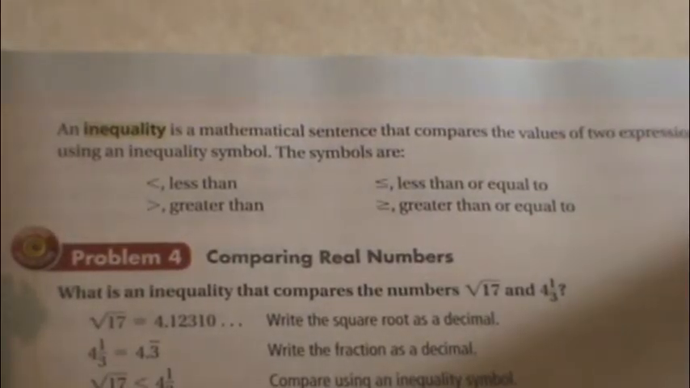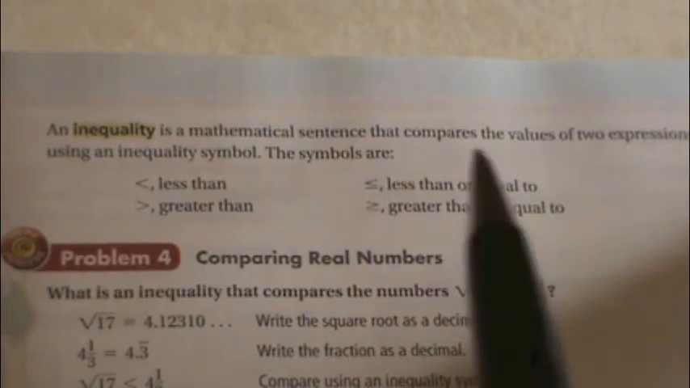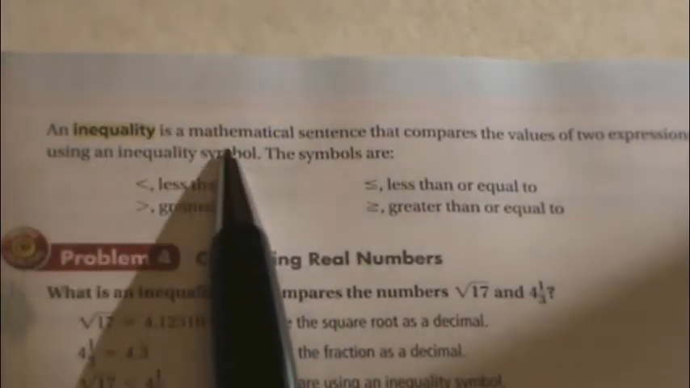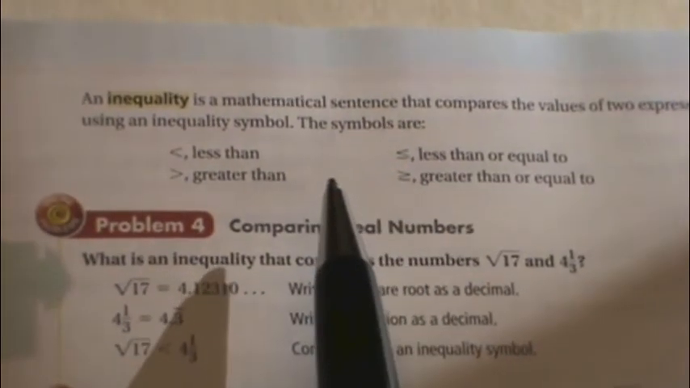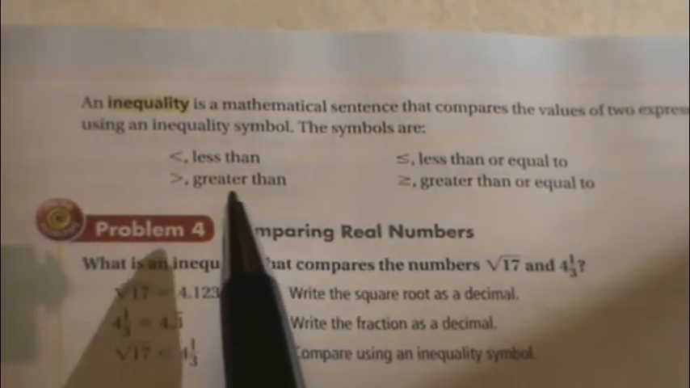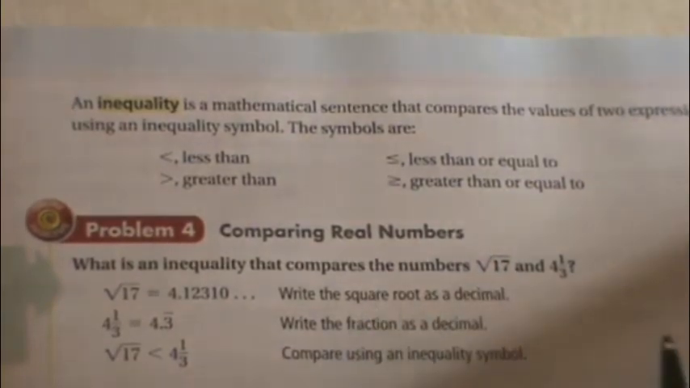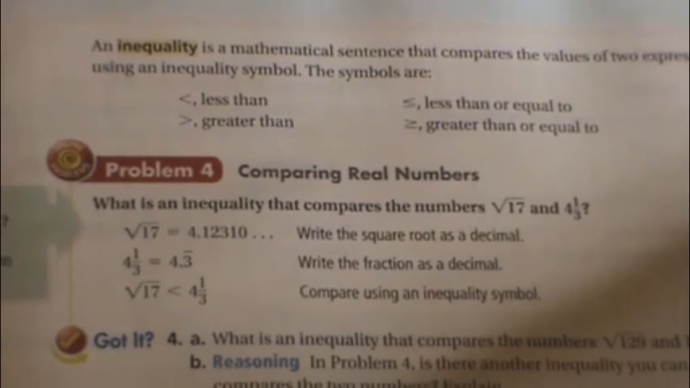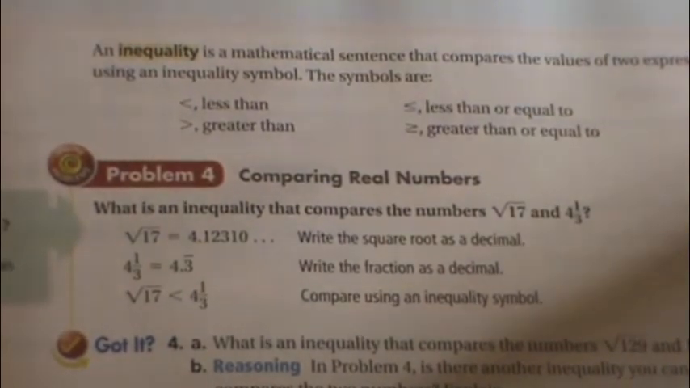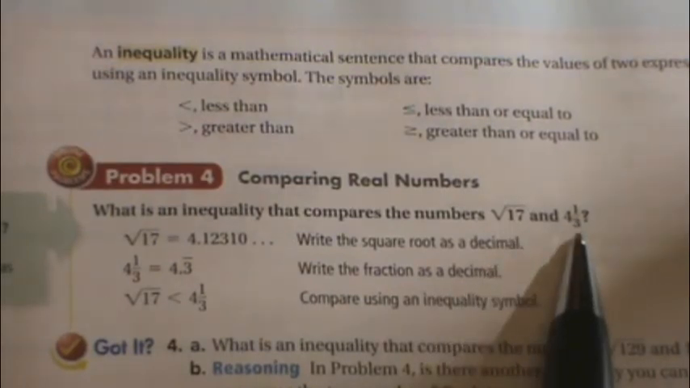All right, we've got just a couple things to finish up. I'm looking at the top of page 19 where they give you some review. An inequality is a mathematical sentence that compares the value of two expressions using an inequality symbol. You know these symbols, less than, greater than, less than or equal to, greater than or equal to. Something that's a little bit new is problem 4, comparing real numbers. What is an inequality that compares square root of 17 and 4 1/3?